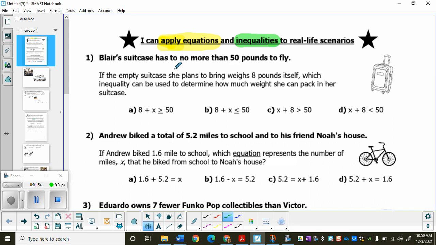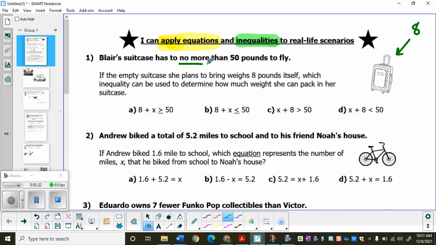If the empty suitcase she plans to bring weighs 8 pounds by itself, so this is a suitcase. Right now there's nothing in it, it's empty, and already it weighs 8 pounds. Now remember, it can weigh no more than 50 to fly. So we want to see here which one of these inequalities can be used to determine how much stuff she can actually pack and put inside the suitcase and keep everything, it says no more than 50.